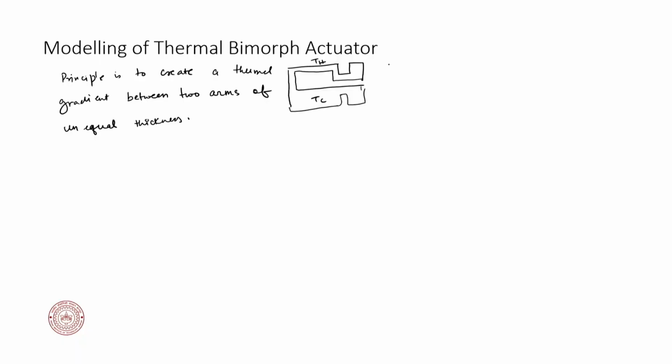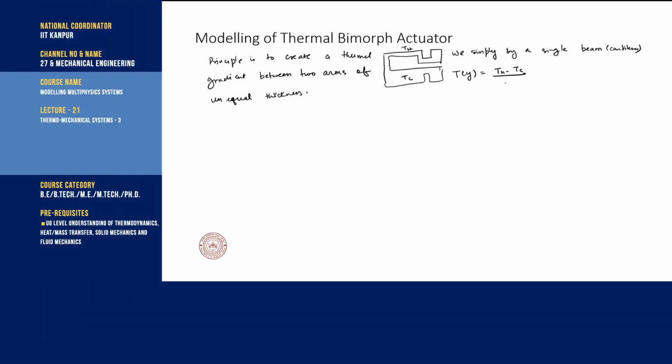But to simplify, to do an analytical understanding, we simplify this by a single beam, a single cantilever beam, that is fixed at one end and free at another end. That is the definition of a cantilever beam. And we say that the temperature variation T along y direction is equal to (Th minus Tc) over h into y plus (Th plus Tc) all by 2.